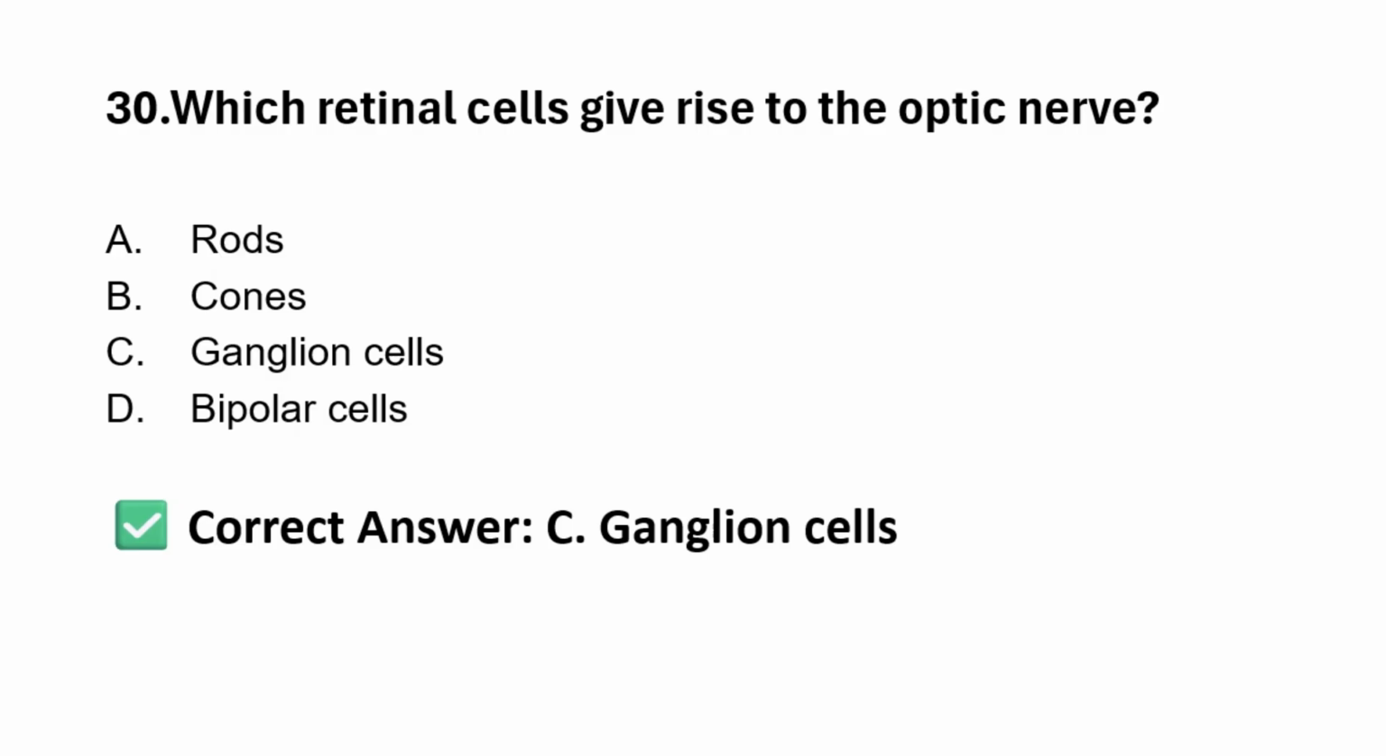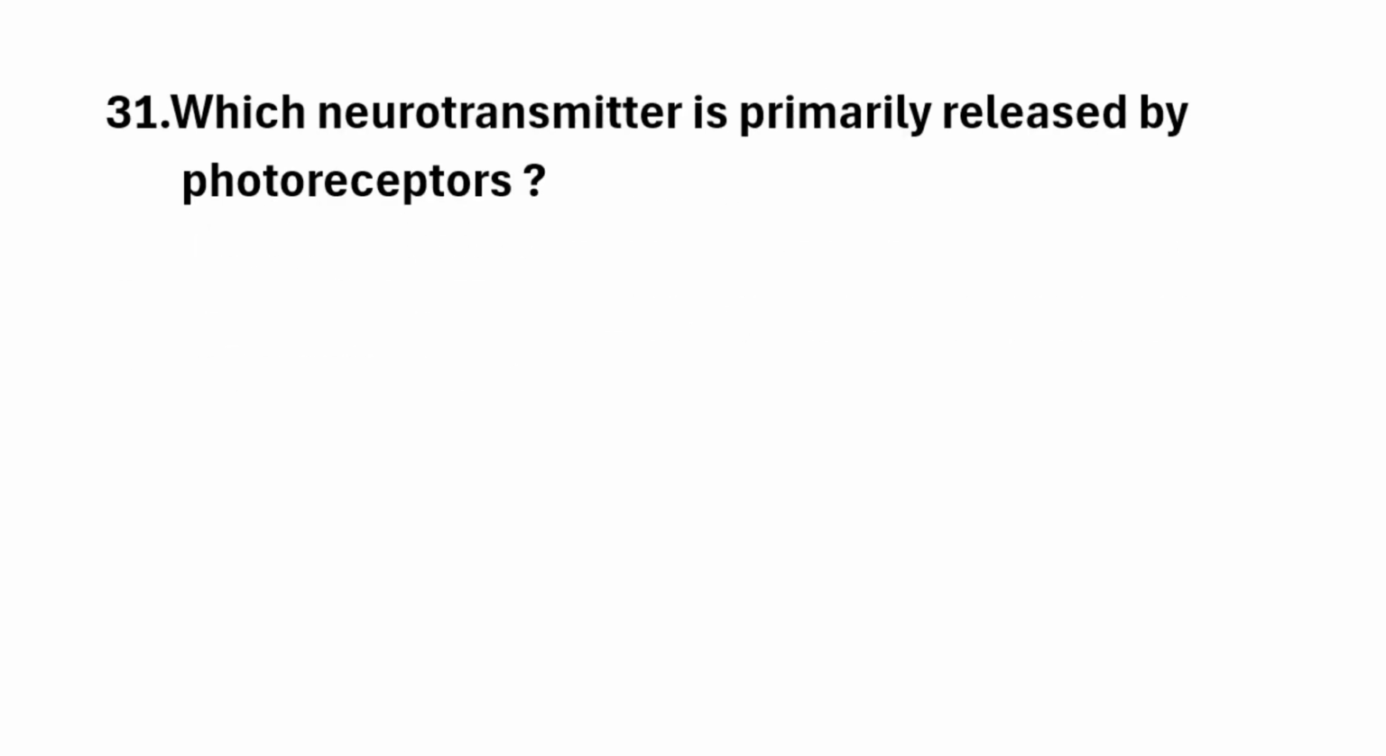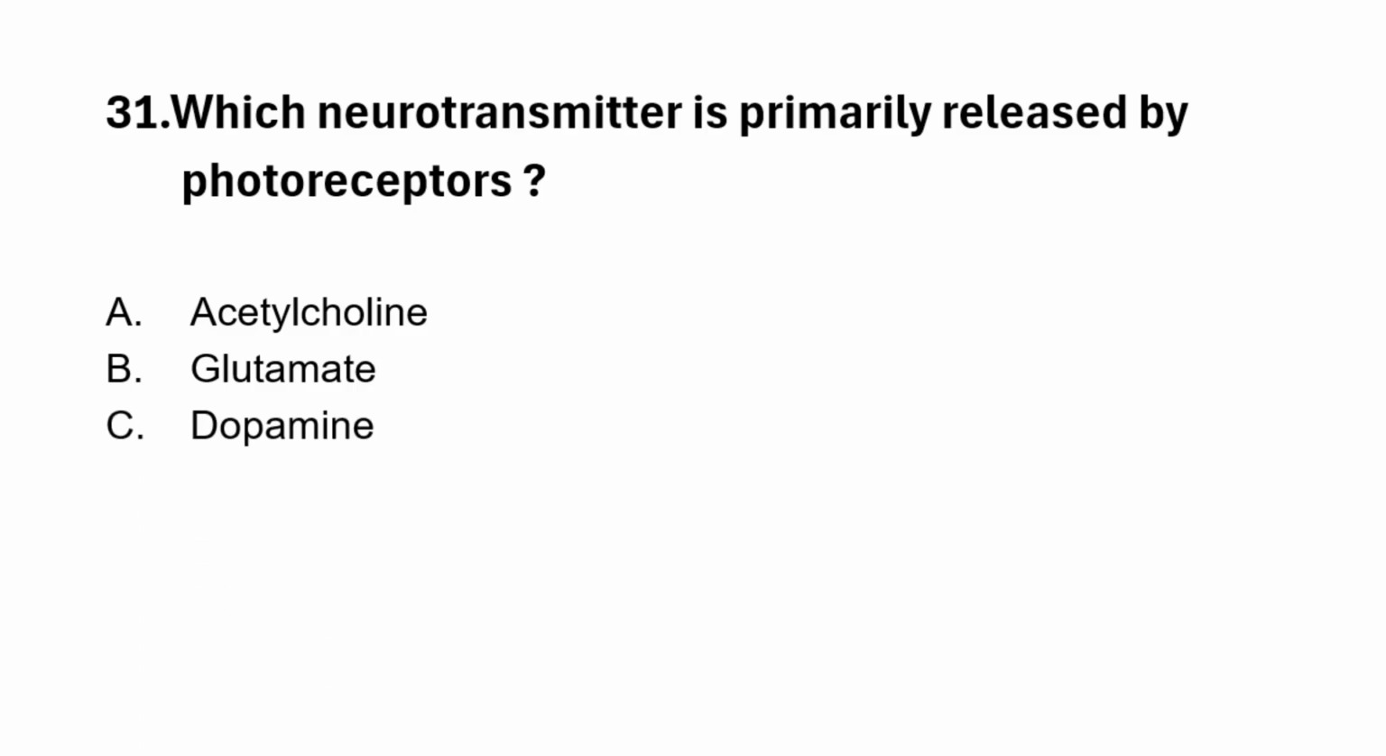Moving to the next question, question number 31. Which neurotransmitter is primarily released by photoreceptors? Option A acetylcholine, option B glutamate, option C dopamine, and option D GABA.